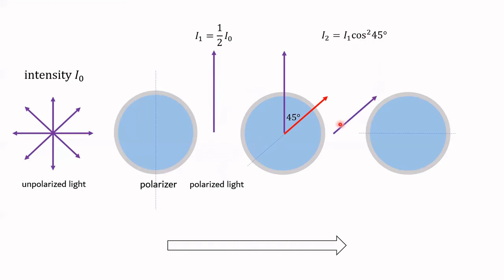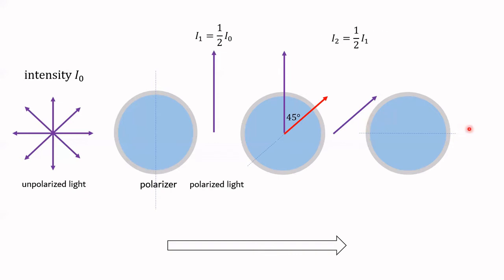So the field is the previous field times cosine of 45 to the first power, but the intensity is the previous intensity times cosine of 45 squared. And that's because intensity equals electric field squared, the amplitude of the electric field squared. Well, they're really proportional. You need that factor of c and the permittivity, but I'm just pretending that all of that is equal to 1.